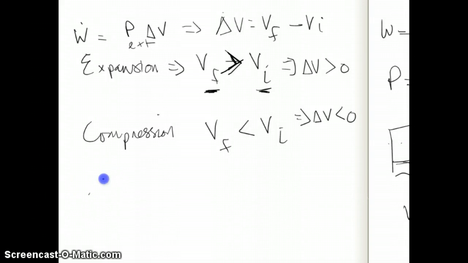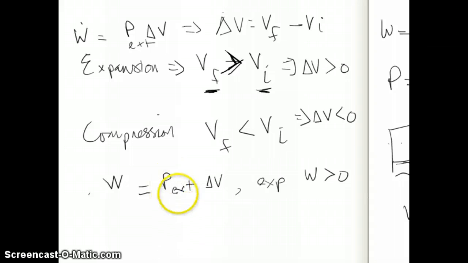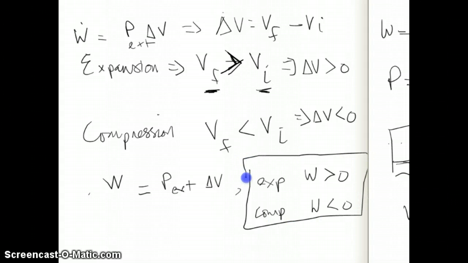So if I just write this equation, P external times delta V, in the case of expansion, because delta V is positive and pressure is always positive, pressure is never negative, I would get W being a positive number, because I have a positive number multiplied by another positive number, right? So in the case of expansion, I'm going to get a positive work. In the case of compression, I'm going to get negative work, because my delta V is negative and my pressure is always positive.